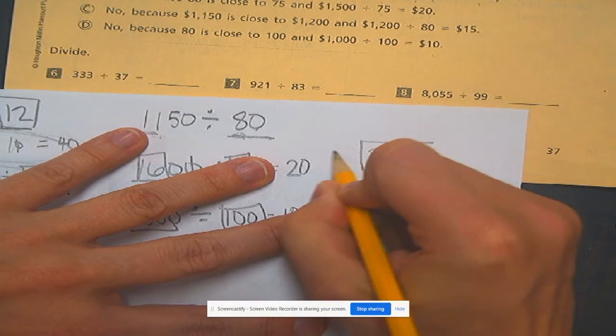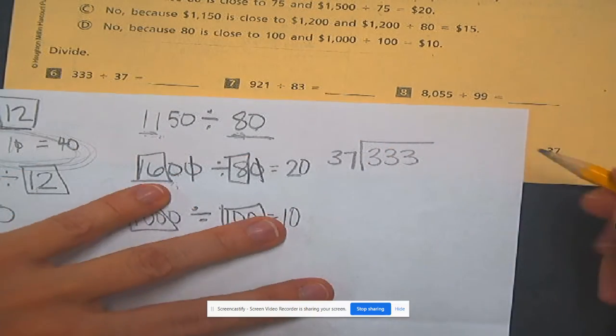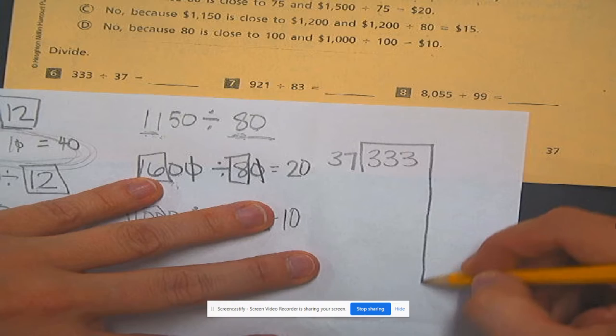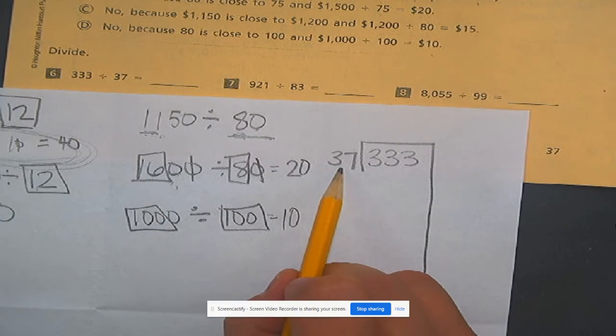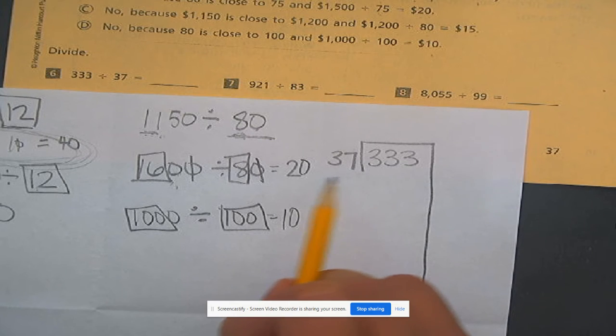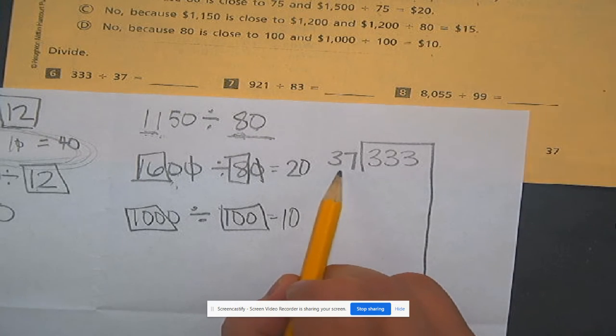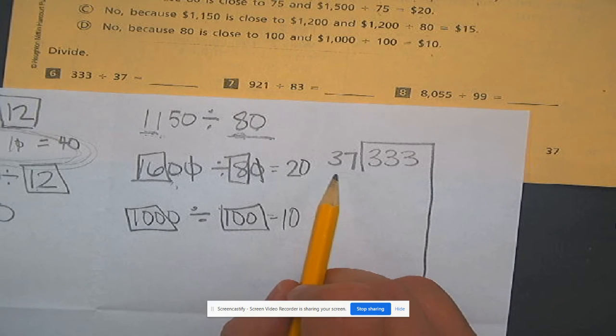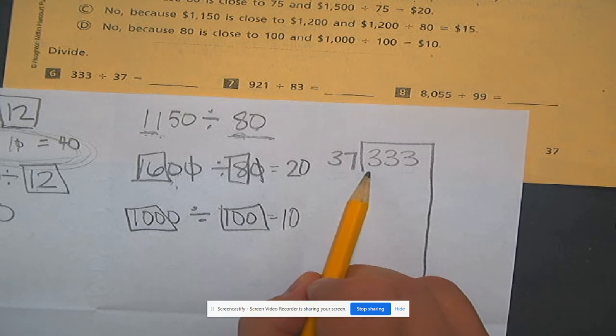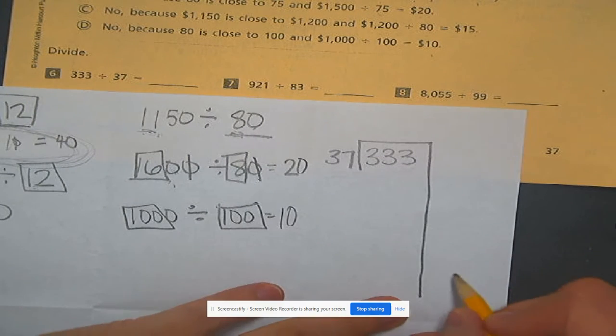333 divided by 37, then what? A long straight line. Okay, how many groups of 37 can I take out? 10 groups of 37 is 370. Too big, right? But it's pretty close, right? So let's guess and check with 9.